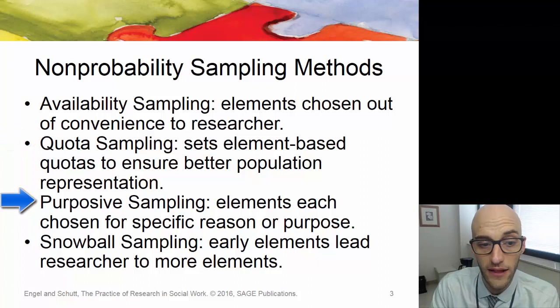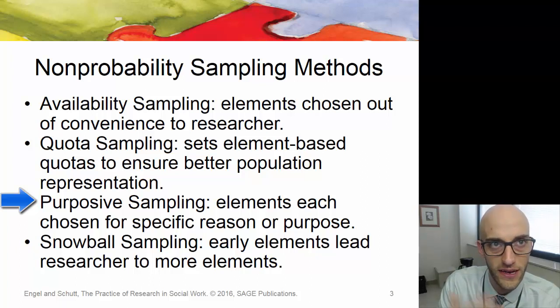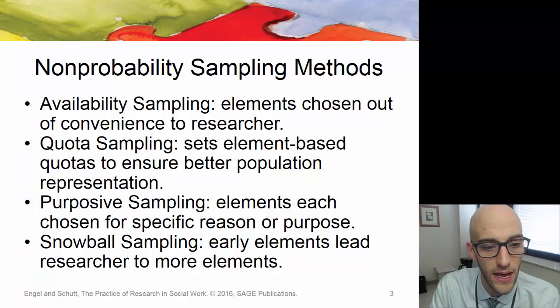Purposive sampling, elements each chosen for a specific reason or for a specific purpose. So you might think of something where it might be more difficult to find, like a savant or somebody who's a really targeted individual. You could even think of something like a specific type of substance user, for instance. You might not want to have everybody within a population have equal likelihood of being chosen. You might want a specific type of person to be able to be chosen.